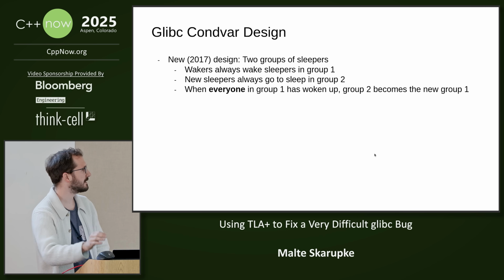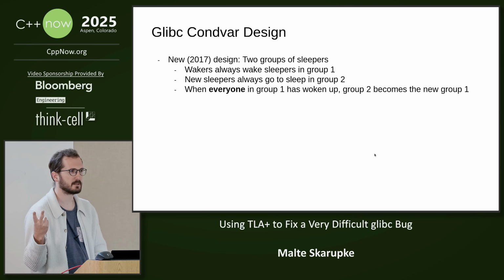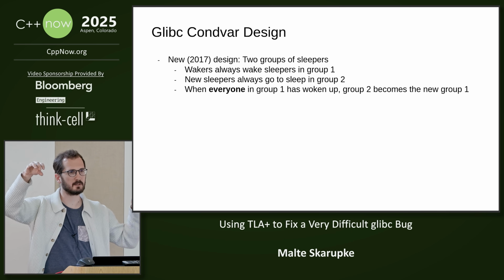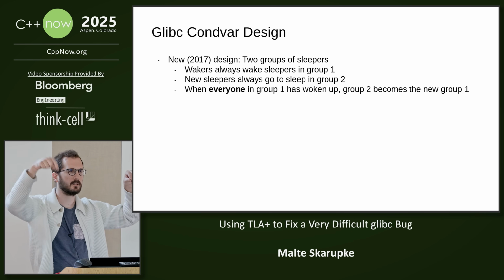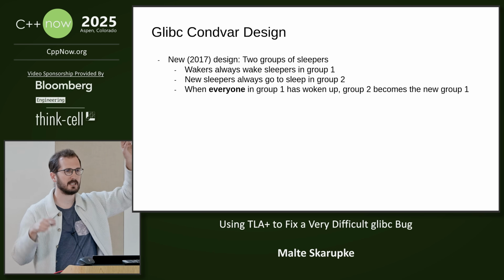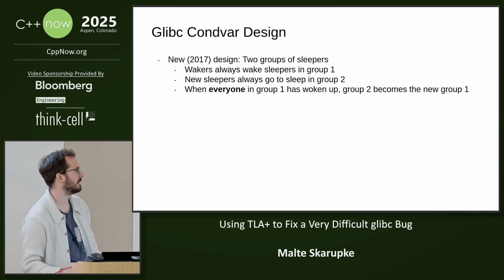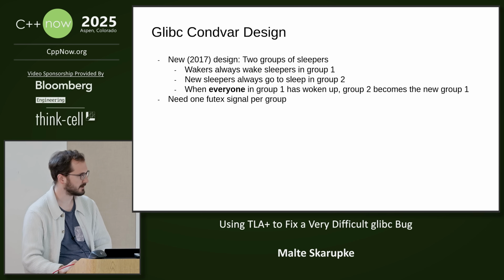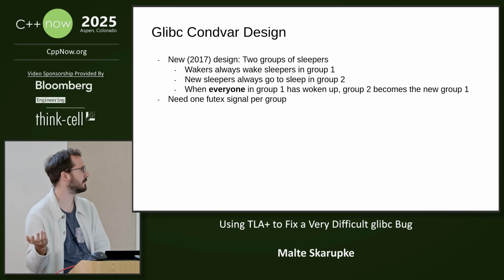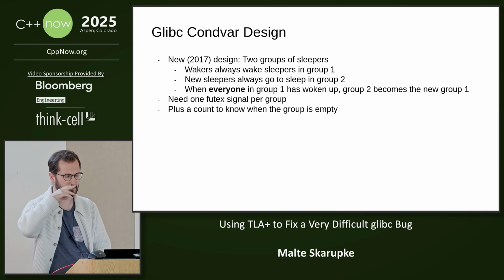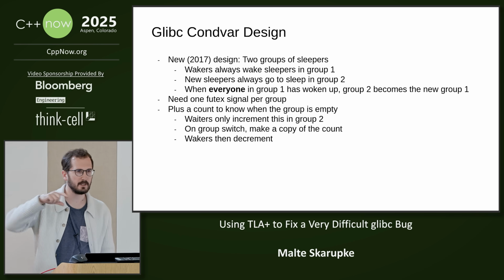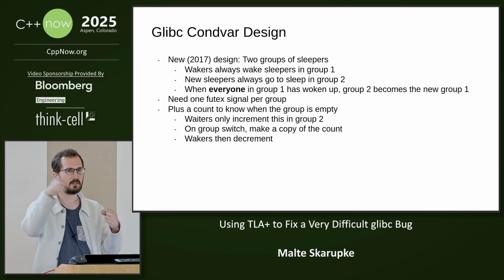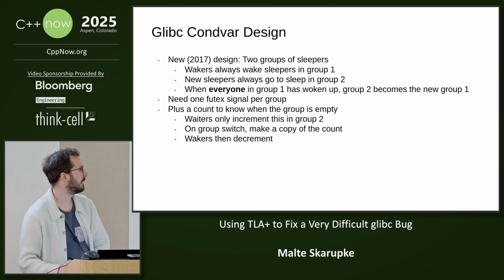The new design is that there are 2 groups of sleepers. Wakers always wake in group 1, and sleepers always go into group 2. So you always take things out of this bucket and put things into this bucket. When this bucket's entirely empty, you switch the 2 buckets. So you can never wake a new sleeper, because they always go to sleep in the other bucket. You need 1 futex per group, and you need a count to know when the groups are empty. You only ever increment the count in group 2 when you go to sleep, then you make a copy on group switch and you decrement when you wake them.